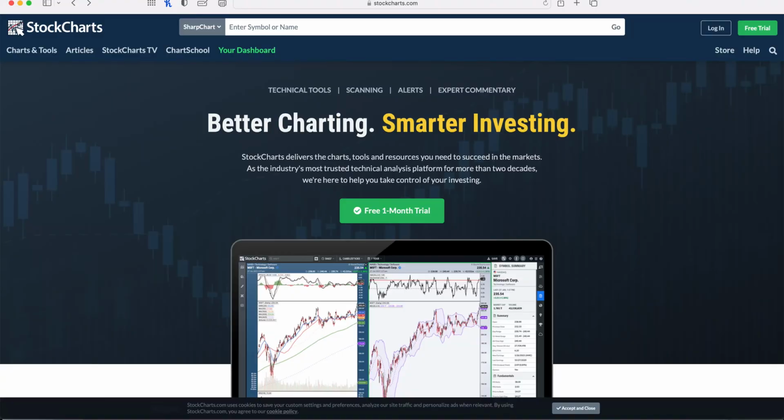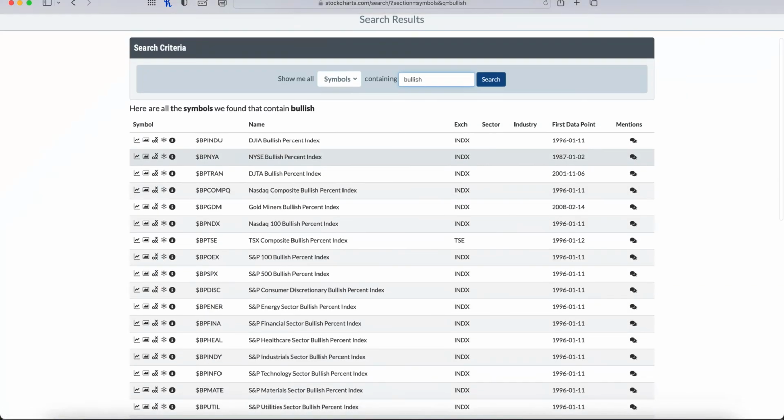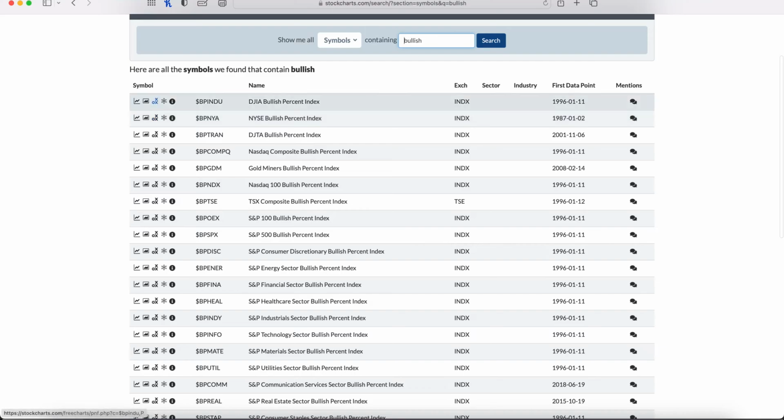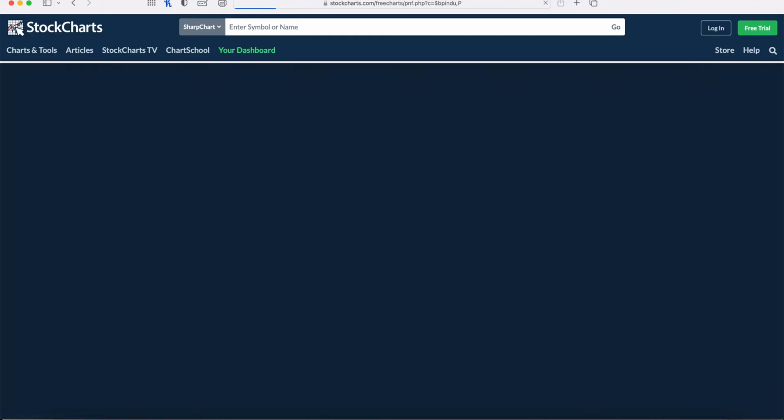So here's our stockcharts.com. I'm going to type in bullish. We're going to try this. Like I say, if it doesn't work, I'm going to have to just tell you what happened. Maybe I'll hit a few highlights here. I hope they work.